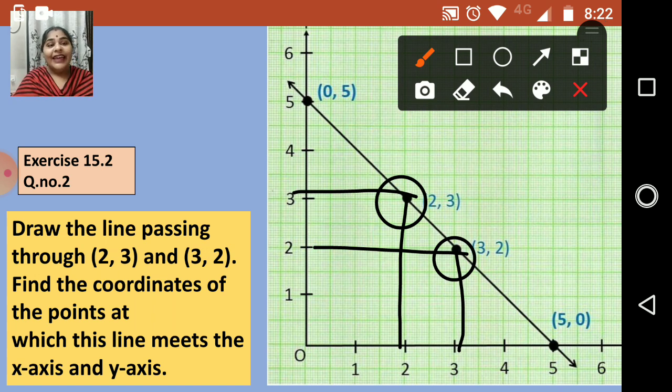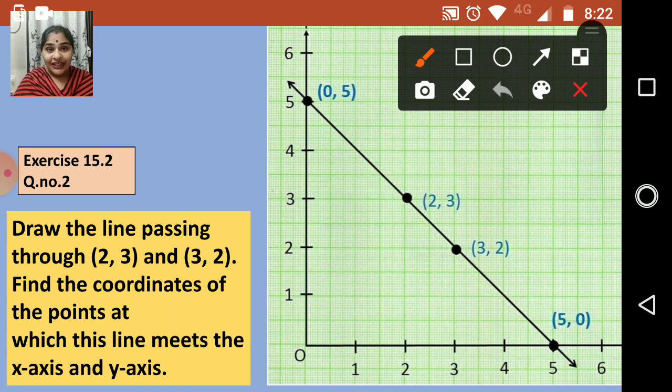You will plot, and then after that you will draw a line passing through the 2 points. That is, you can see on your screen, children. So this is the line which we have drawn. Okay, so now you have to tell where the line meets at x axis and y axis.